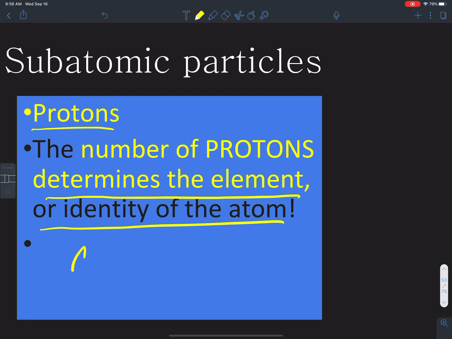So if we're talking about carbon, if we know the number of protons for carbon, which is 6, any atom that has 6 protons is going to be a carbon atom. If you know that you are looking at an atom that has 7 protons, that would be a nitrogen atom.